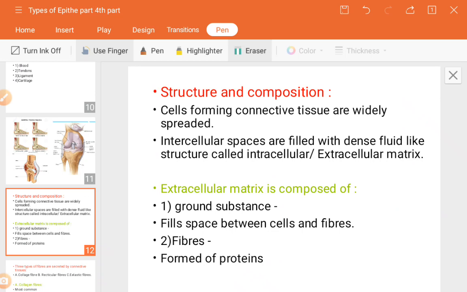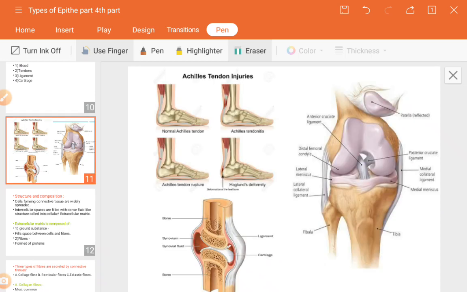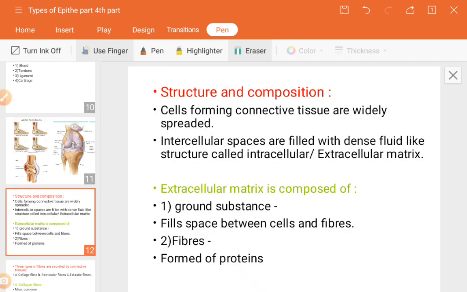Next, structure and composition. Here we have to see the structure and composition. You know that blood is a connective tissue, obviously it can flow throughout the body, and the tendon connects the two bones as I showed you in this image. Next is the ligament, which is a tissue used to connect the bones only. Next, cartilage acts as a framework of the bone, but compared to the bone it is a much softer one. It has elastic ability, it can bend also.